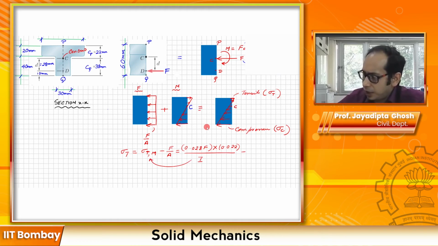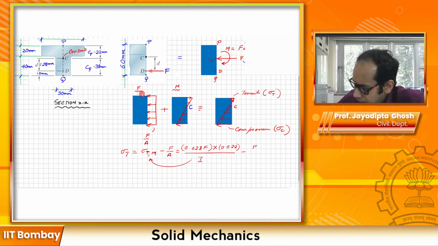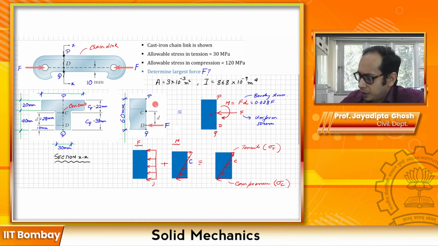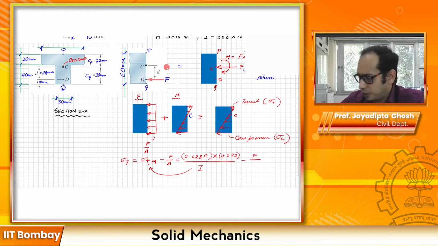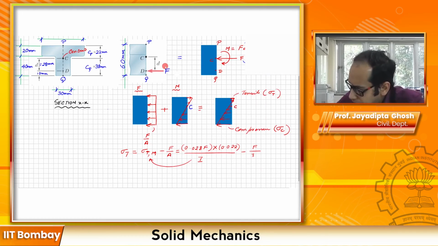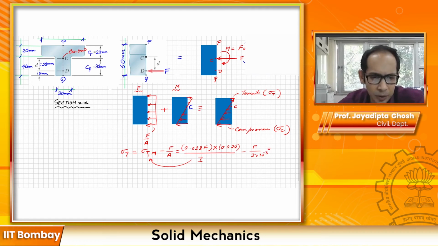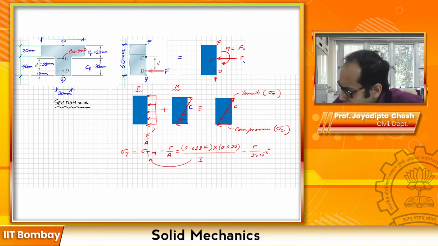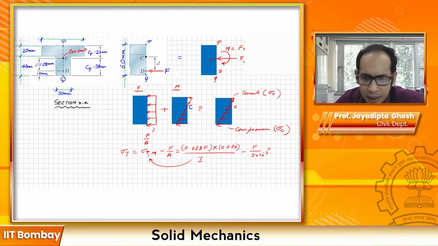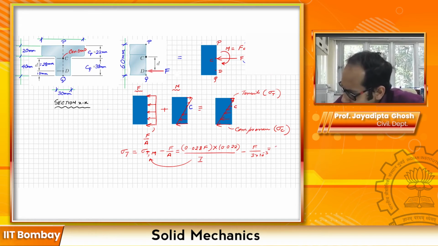Now minus, we have F divided by A, so that is minus F divided by the area of cross section, which is this one over here. So F divided by 3 into 10 raised to minus 3. Now if you combine these two terms over here, the number that you will eventually get is, this is the tension part, so you will get 377 F.